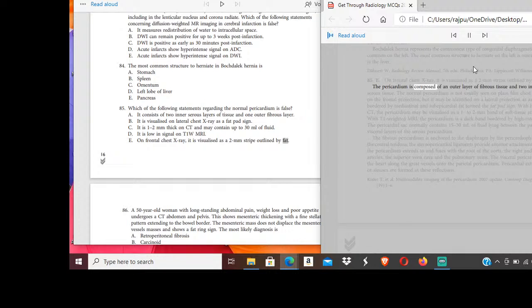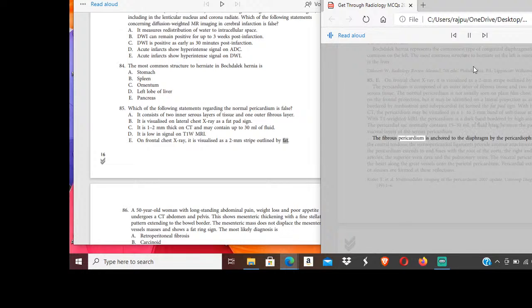The pericardium is composed of an outer layer of fibrous tissue and 2 inner layers of serous tissue. The normal pericardium is not usually seen on plain film chest radiography on the frontal projection, but it may be identified on a lateral projection as an opaque line bordered by mediastinal and subepicardial fat, termed the fat pad sign. With high-resolution CT, the pericardium may be visualized as a 1 to 2 mm band of soft tissue attenuation. With T1 weighted MRI, the pericardium is a dark band bordered by high-intensity fat. The pericardial sac normally contains 15-30 ml of fluid lying between the parietal and visceral layers of the serous pericardium.